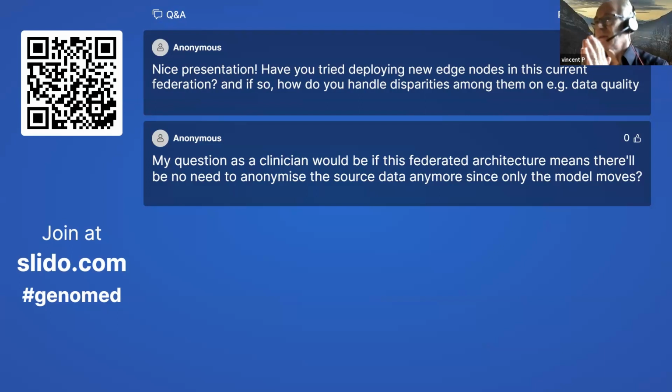Okay. Yes, that's the principle, in fact. As the model is moving to the data, we don't need to anonymize the data before training the model. But we must be conscious that this concept has some subtleties. If the amount of information provided to the model when it is trained at the edge is very small, you increase the risk of potentially re-identifying a patient from the model data being brought to the central systems. But in theory, this is one of the big attractions and big added values of federated architecture.